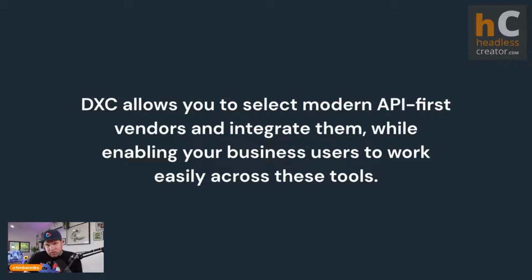So essentially, this is a sentence that would say what DXC is. DXC allows you to select modern API-first vendors and integrate them, while enabling business users to work easily across these tools. What that means is you connect all these tools, but then your content editors don't have to understand exactly how that DAM system works or how that PIM system works, because in the end editor interface of that DXC, they are so well integrated that we don't call this integration anymore. We call this orchestration. The content editor doesn't have to understand the other system to use it.